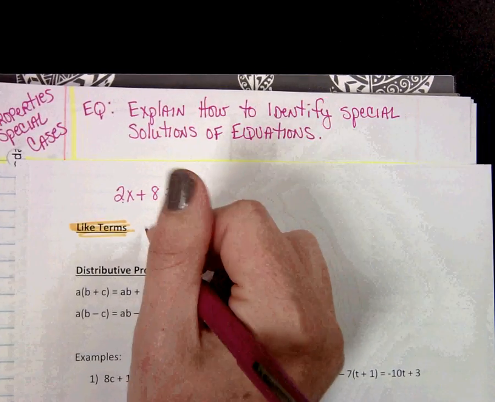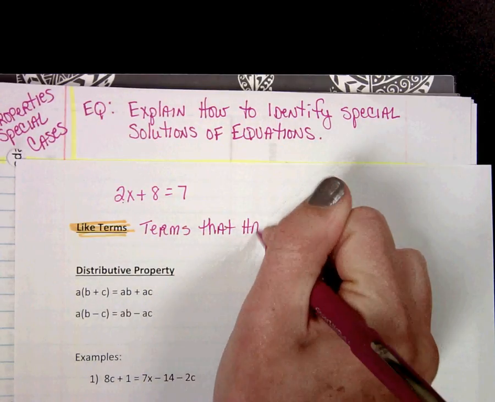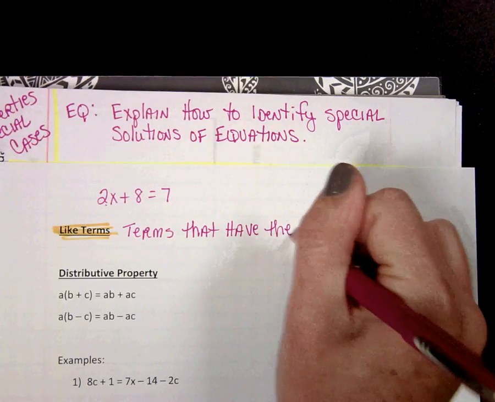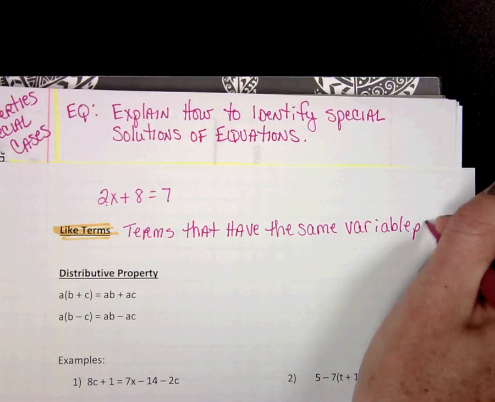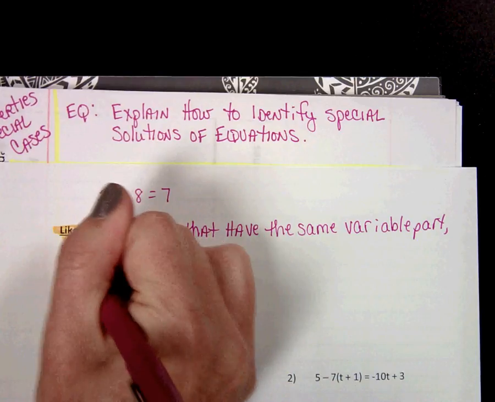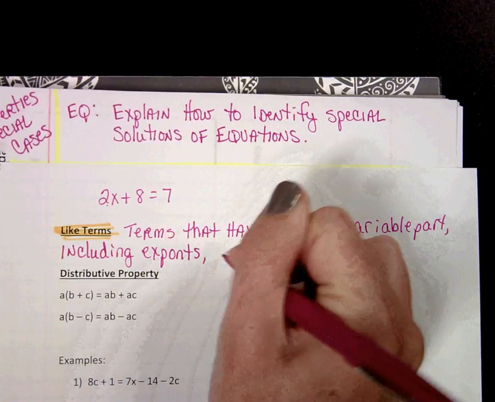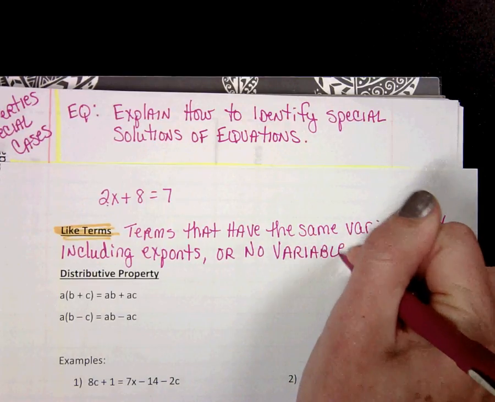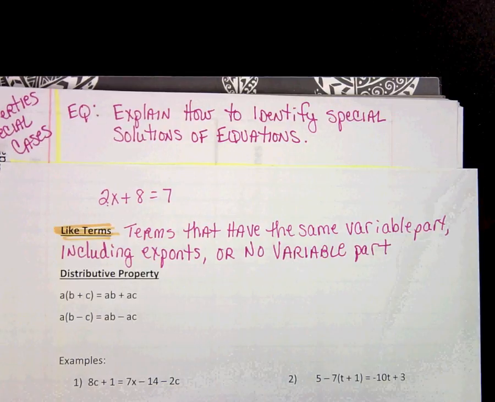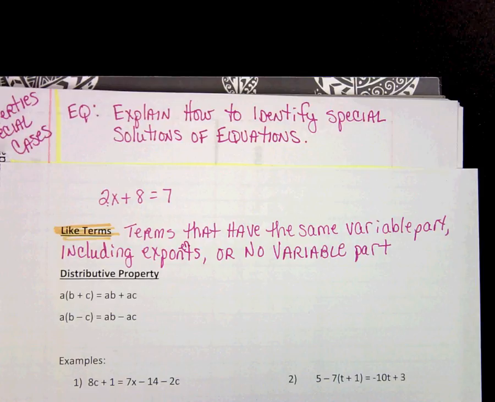Like terms, remember, are terms that have the same variable part, and that includes exponents. And I'll explain and show you an example in just a second. Or they have no variable part. They're just a constant term, a constant number that we can put together. So make sure that you get that definition. Terms that have the same variable part, including exponents, or no variable part.